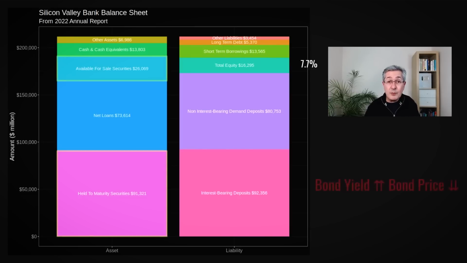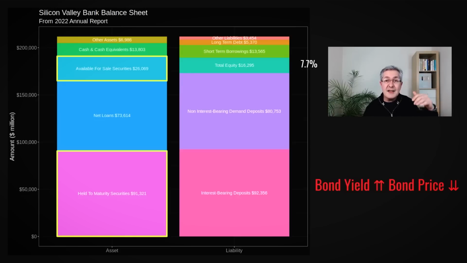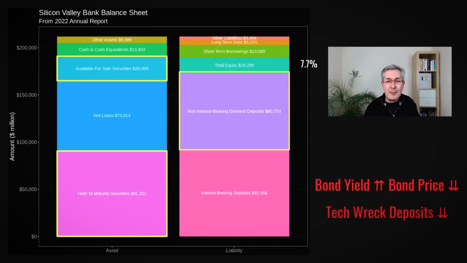The problem then was that interest rates increased very rapidly over the last year. And when the interest rates increase, the value of bonds falls. Now, that's not a problem if you can just hold the bond until it matures. But if you have to sell the bond before it matures, then you crystallize a loss. So the problems really started when the tech wreck happened in 2022 and the flood of money that came out of venture capital and into these companies dried up.